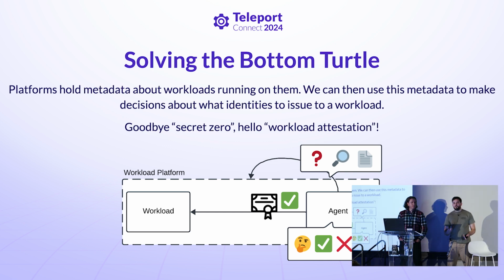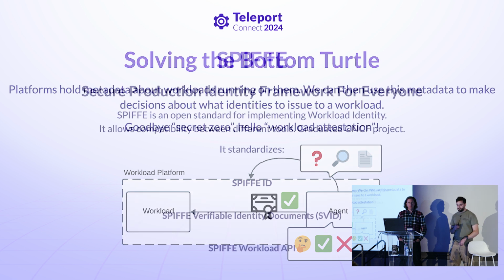It can take something it knows well, like the process ID of the workload that is connected to it, and enrich this, and then use this metadata from the platform to make decisions about what identities to issue, without that workload presenting any kind of secret at all. We've gotten rid of our secret zero, and we tend to call this process workload attestation.